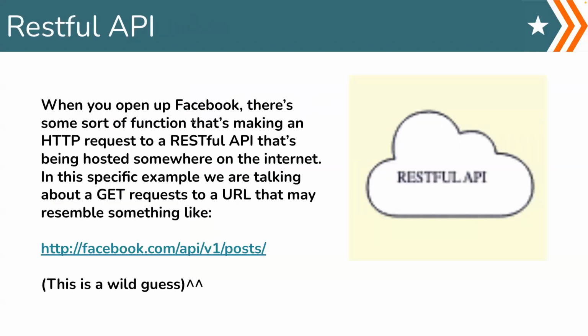So we open up Facebook, and there's some sort of function that will ping this API. It's going to send a GET request, just like we saw with the Poke API. And that GET request would go over to something like this. This is definitely not what their API would look like, but this is for demonstration purposes.